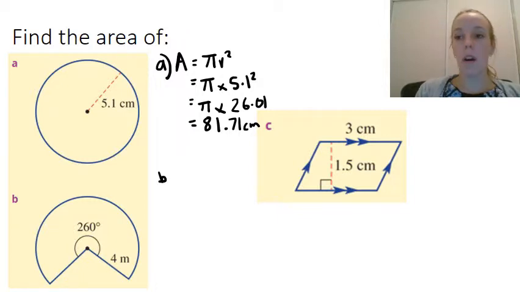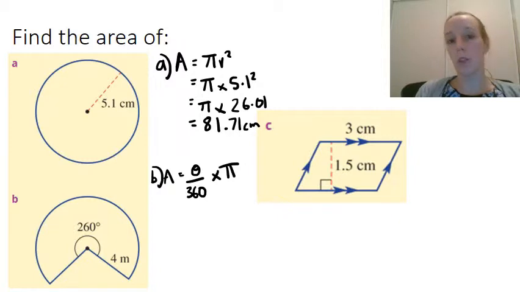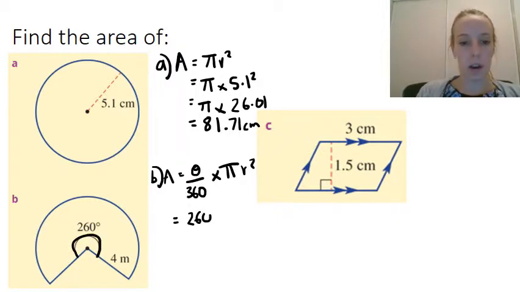Now for B we have got a sector. So remember, a sector is just part of a circle. So to calculate the area of a sector, we're going to do the degree that we're given over the total, which would be 360 degrees, times our usual formula for a circle, which is pi r squared. So in this case, we're given 260 degrees, because from here all the way around is 260. So that's 260 divided by 360 times pi times r, which is 4 meters, so 4 squared.